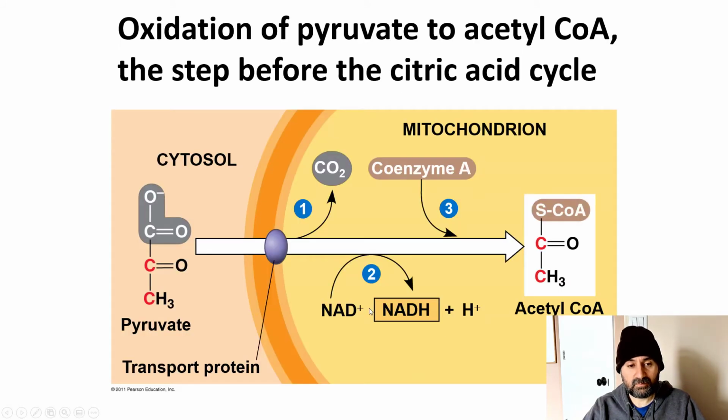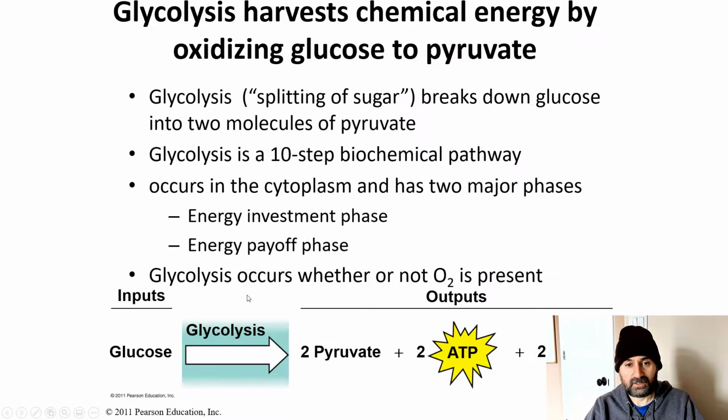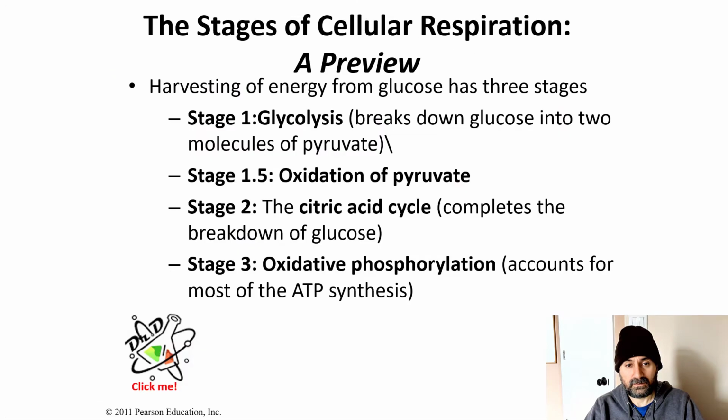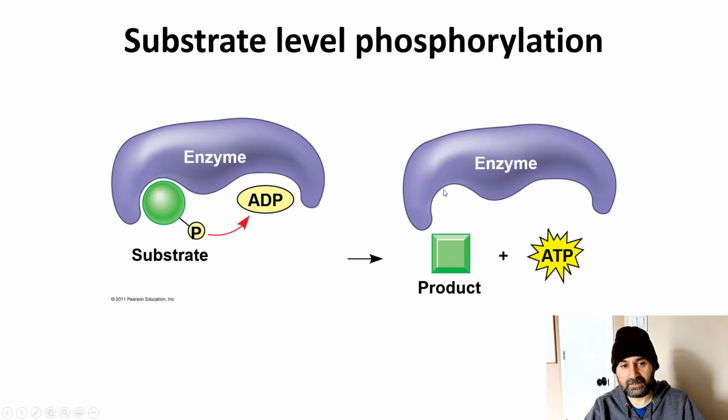Now, this is step 1.5. Remember, this is called oxidation of pyruvate. So during step 1.5, oxidation of pyruvate, I'll show you what I'm talking about real quick. You see, stage 1.5 oxidation of pyruvate. What do we need to know about that? Let me show you.